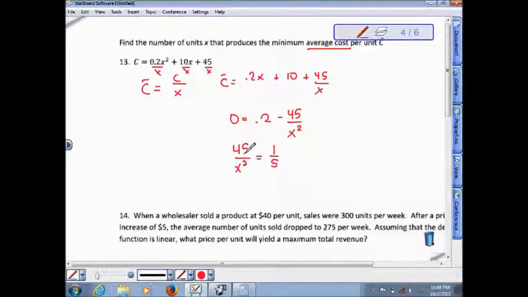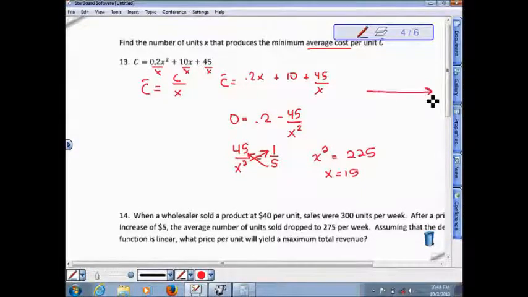Now, this is a proportion, it's two equal fractions, so we can solve by cross multiplying as one technique. We have x squared is equal to 45 times 5, which is 225. Square both sides to get x equals 15, and again we're only considering the positive. The feasible domain for this problem is x has to be greater than or equal to 0 at least, because you can't produce a negative number of a commodity.